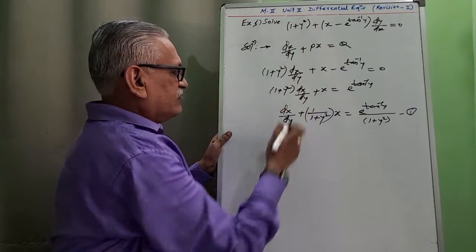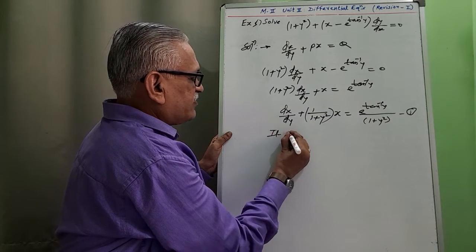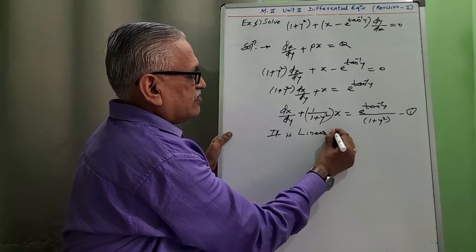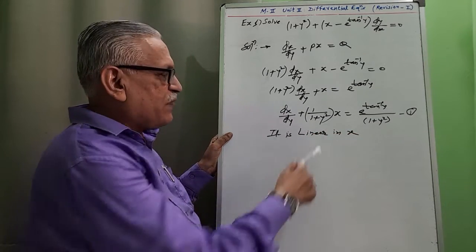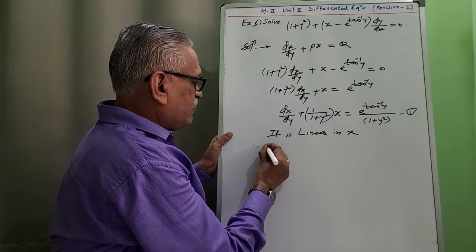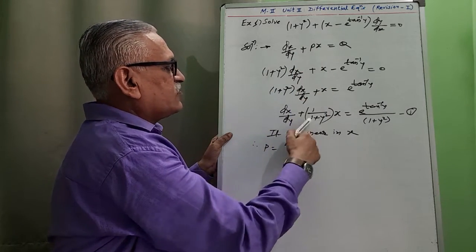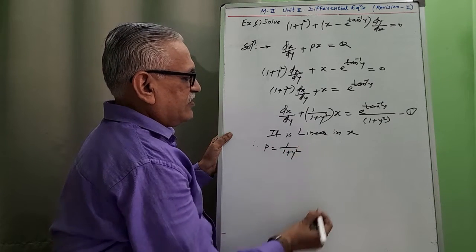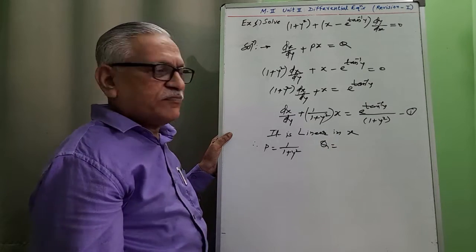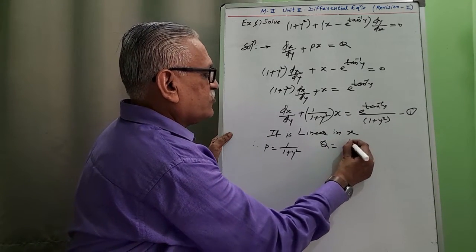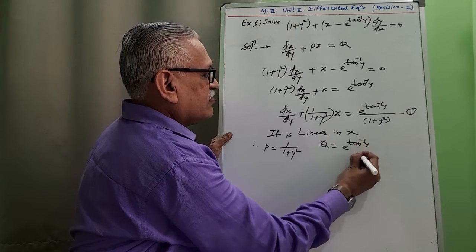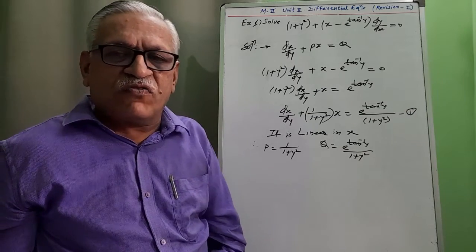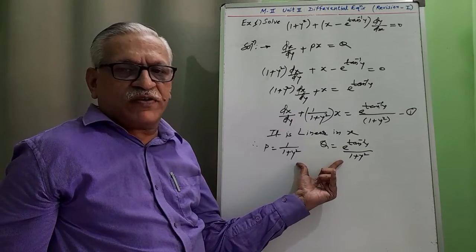Comparing, first of all, it is linear in x. Then comparing with the general form, we get the value of p, which is the coefficient of x. Here the coefficient of x is 1 upon 1 plus y square. Q, the right hand side term, is e raised to tan inverse of y divided by 1 plus y square. P and Q are either a function of y or constant. Here both are functions of y.